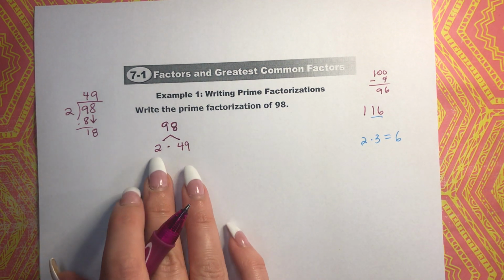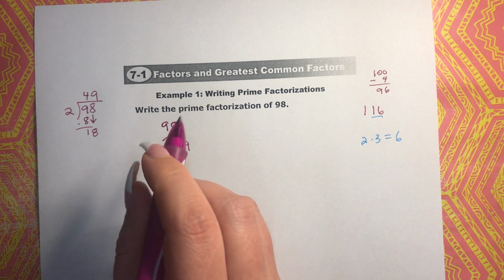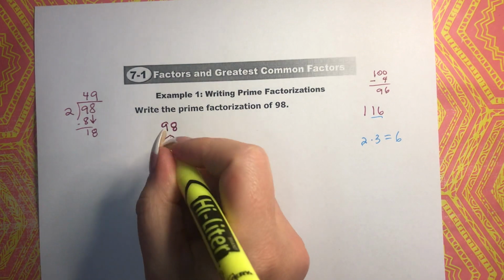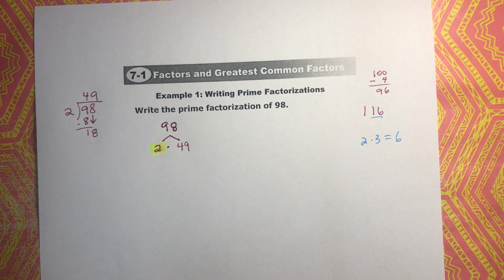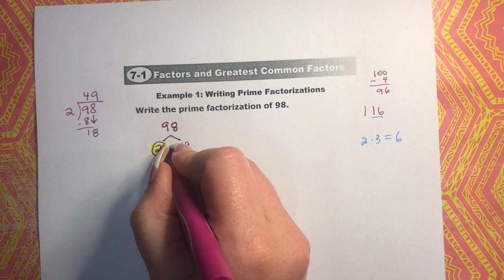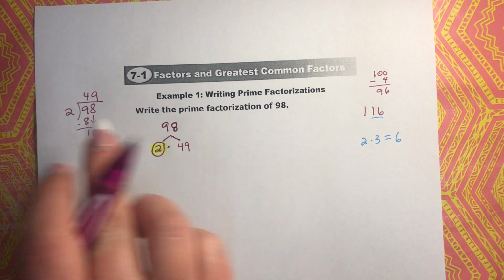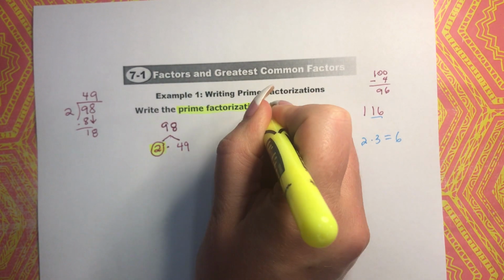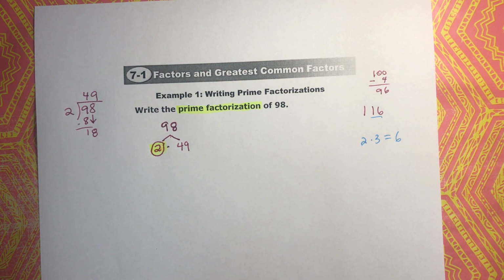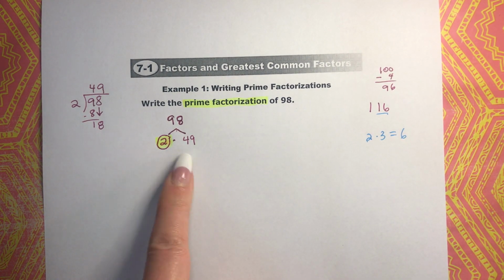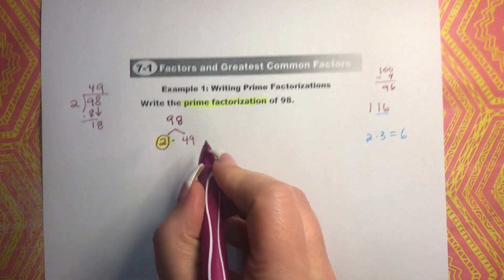Now 2 is a prime number, so I know I'm good there. I'm just going to highlight it. Sometimes I circle it when I find a prime number. So I know that is going to be in the prime factorization. Once I get a prime number, that is a part of the prime factorization. Now, is 49 a prime number? It is not, so I have to work on that a little bit more.